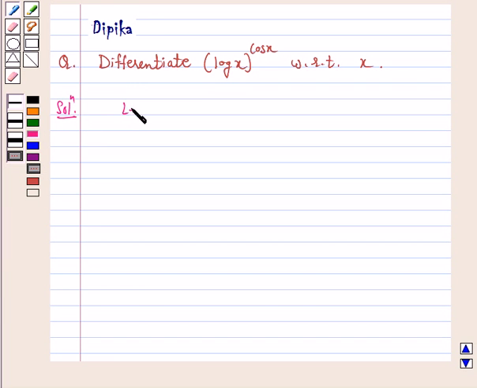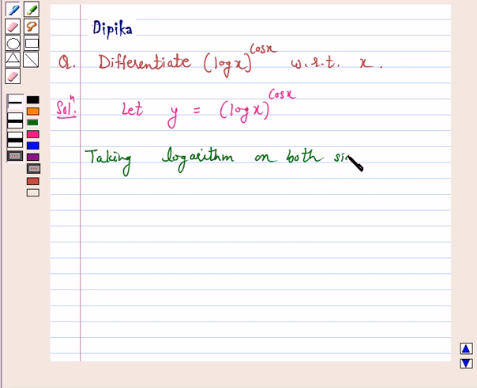Let y is equal to log x raised to power cos x. Taking logarithm on both sides, we have log y is equal to cos x into log of log x.